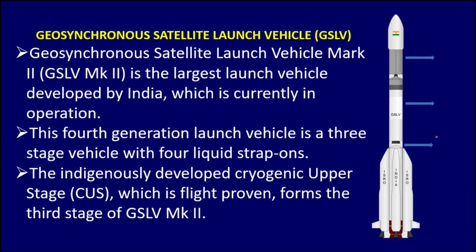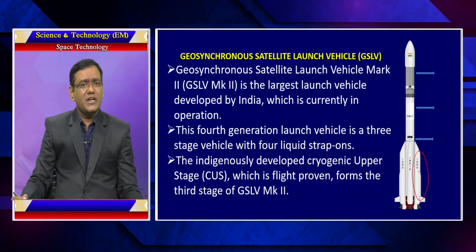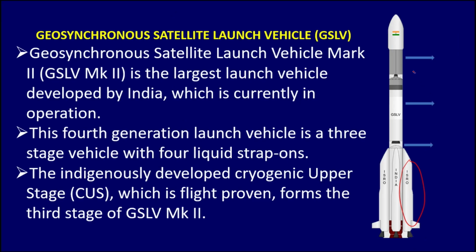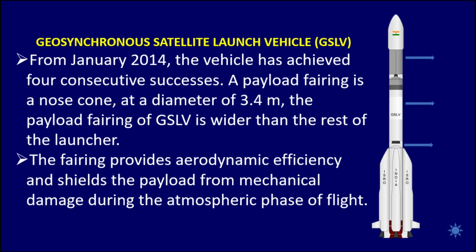This fourth generation launch vehicle is a 3-stage vehicle with 4 liquid strap-ons. These are the liquid strap-ons. The indigenously developed cryogenic upper stage, which is flight proven, forms the 3rd stage of GSLV Mark III. That means it is somewhere here. So this is stage 1, this is stage 2, this is the 3rd stage. These are the things that we have in this geosynchronous satellite.